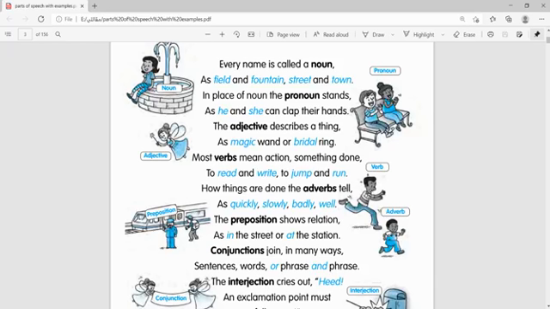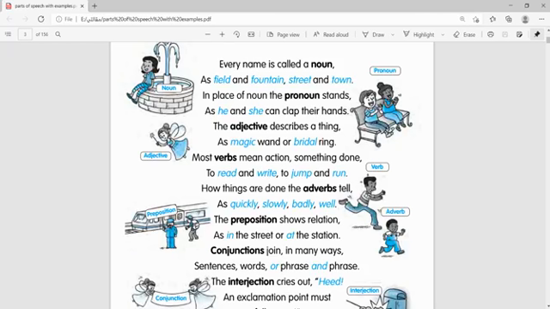Adjectives. If anything is described, then that description of a thing is nothing but an adjective, as magic wands or bridal ring. All these are adjectives. Description of a word. Any word that describes anything in the English language is called an adjective.